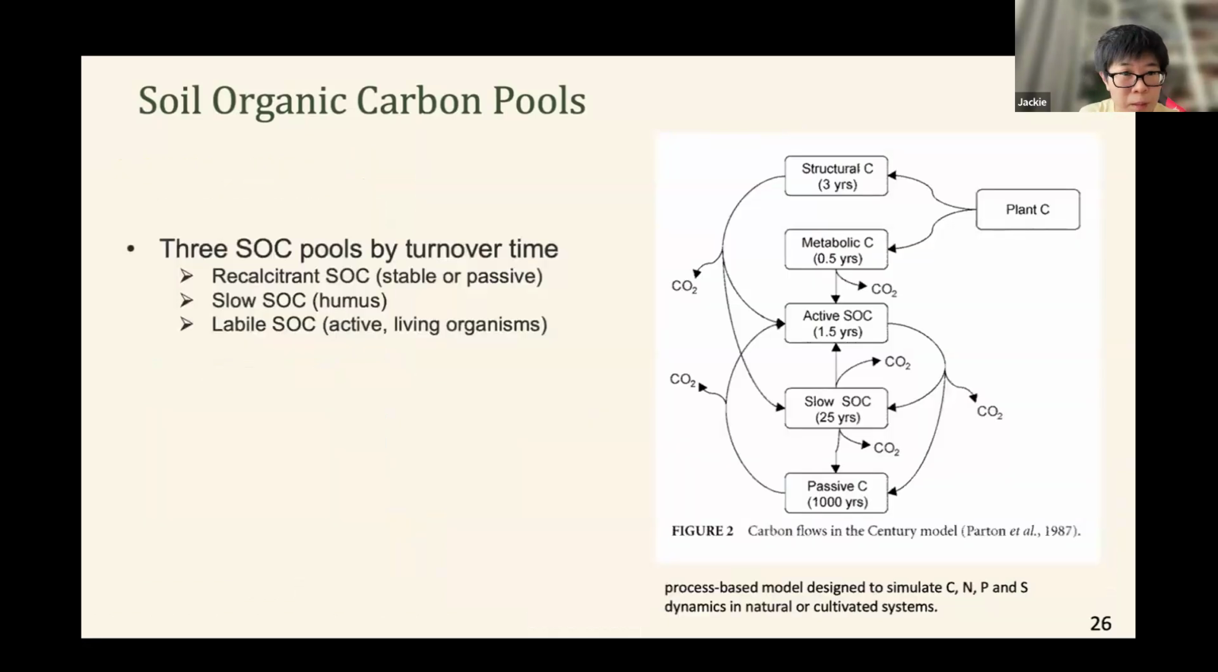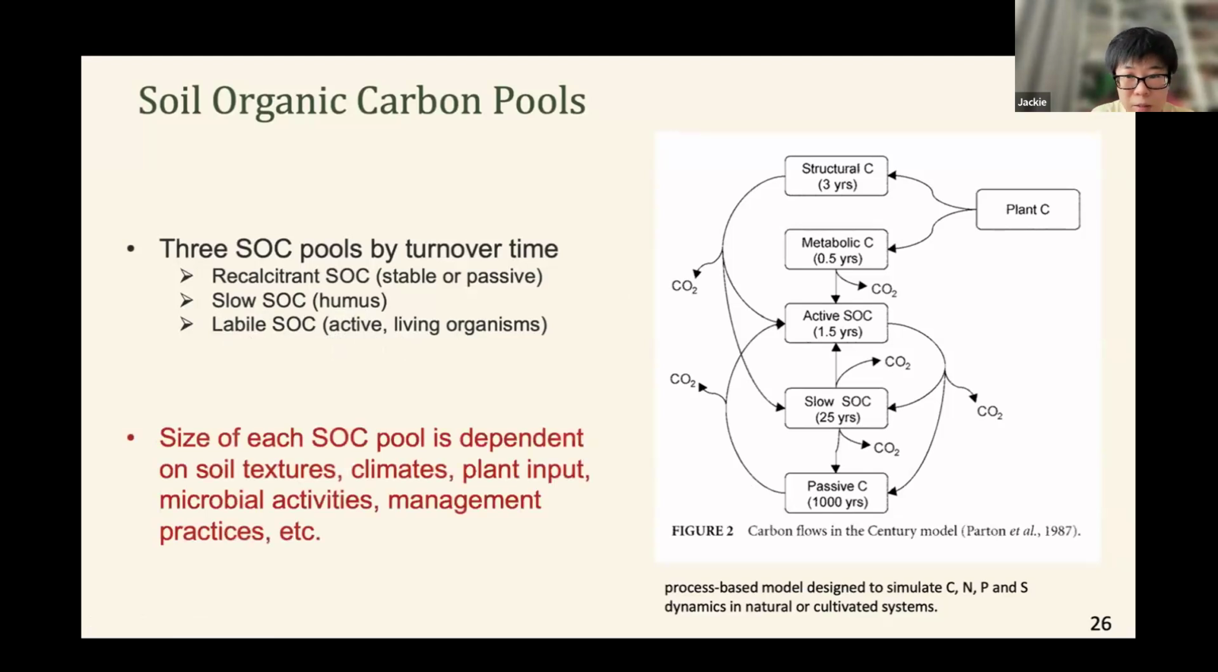spatial distribution pattern. So also, if we look at this, we can divide the SOC pools into three categories, or three groups, by turnover time. First of all, we have this recalcitrant SOC pool, which is very stable and passive and has the longest turnover time. Followed by this, we have the slow SOC and also the humus layer. And the most active layer is here, where we have this labile SOC. Okay, so as you can see, this labile SOC, this active SOC, and all these living organisms are categorized into this labile SOC pool.